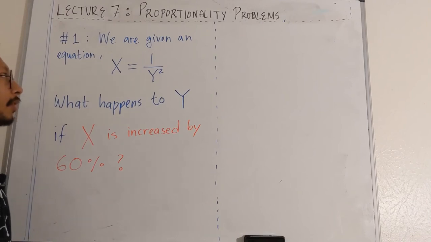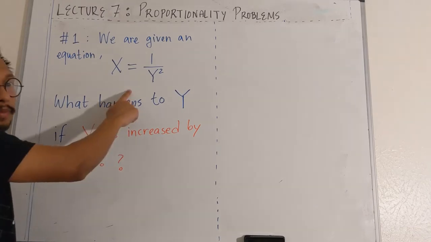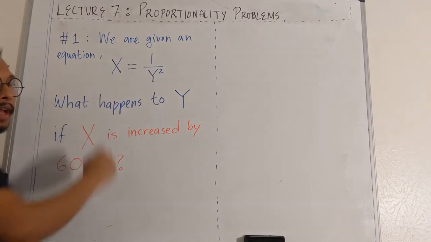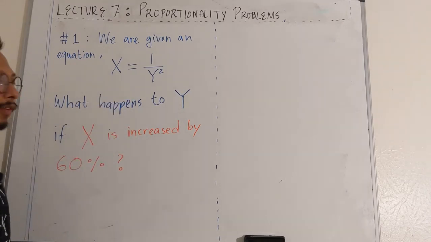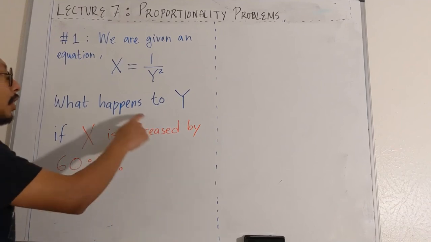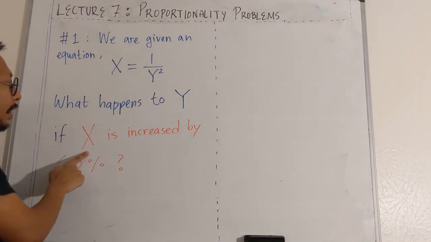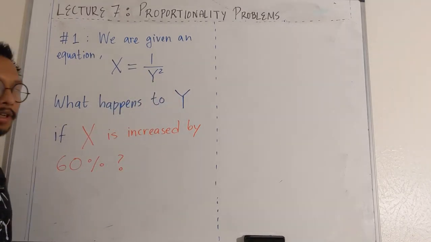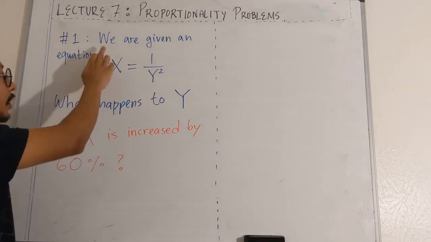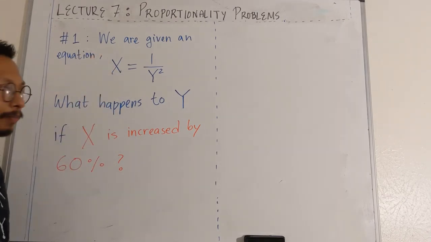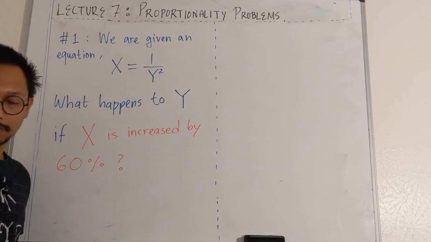Okay, let's now examine a different example, but with the same equation. So we still have x equals 1 over y squared as our given equation, but now we flip the question, saying we want to know what happens to y if x is increased by 60%. So we are increasing x by 60%, and we want to know what happens to y.